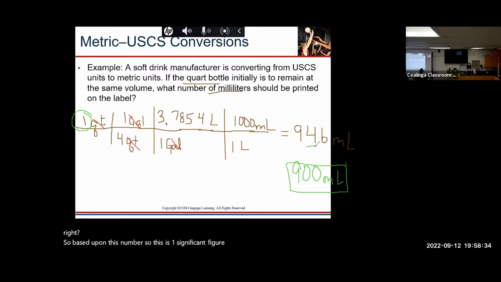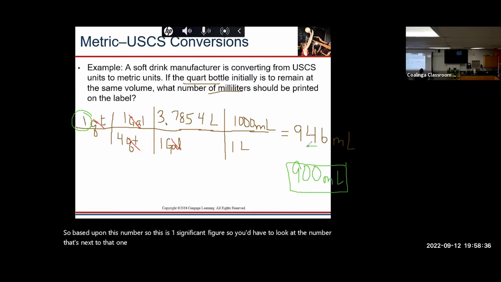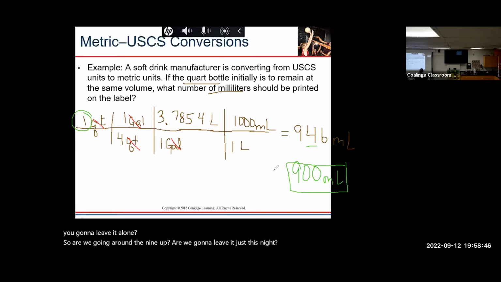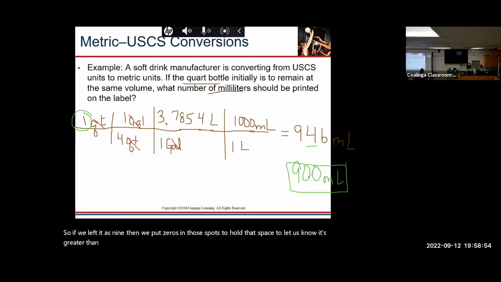So you'd have to look at the number that's next to that 1 significant figure, and then you decide, are you going to round it up or are you going to leave it alone? So are we going to round the 9 up or are we going to leave it just as 9? If we left it as 9, then we put zeros in those spots to hold that space, to let us know it's greater than 9. It's 900. Okay. Questions? No.